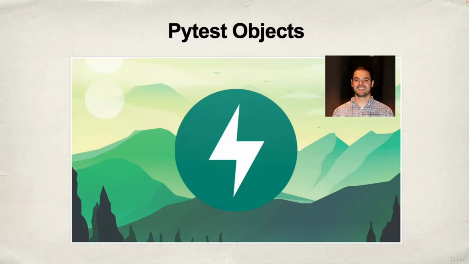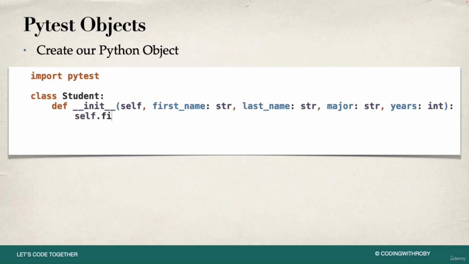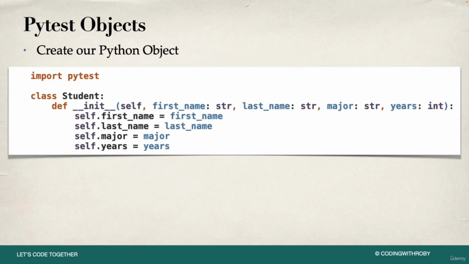All right, so let's quickly go over PyTest objects. We can create our own Python objects using PyTest. So if we go ahead and say import pytest, we have our class Student. We can say def init, initializing self by passing in first name, last name, major, and years. And normally we would set this by saying self.firstname equals first name, self.lastname equals last name, and then major and years for the exact same thing.